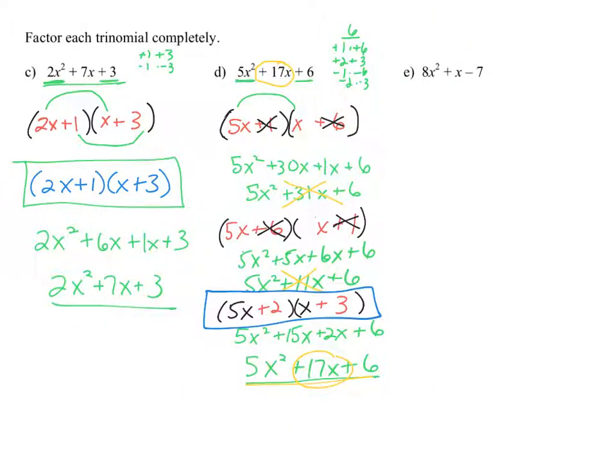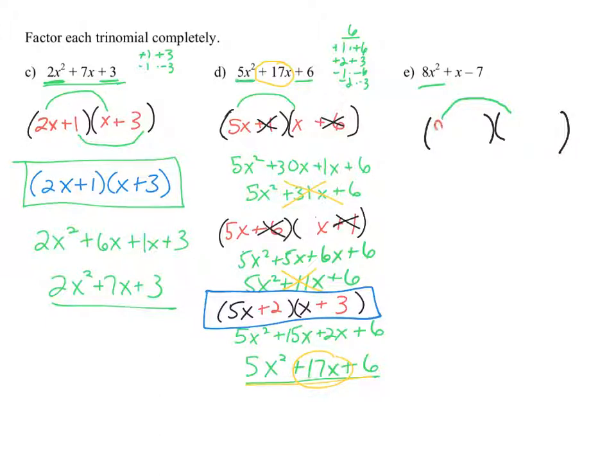In example E, we have 8x squared plus x minus 7. So we want to find the pair of factors that when you use FOIL, you would end up with 8x squared plus x minus 7. Now there are a lot of possibilities here in getting that first term. We know that the first term in the first factor multiplied by the first term in the second factor must equal 8x squared. So there are a couple ways of doing that.